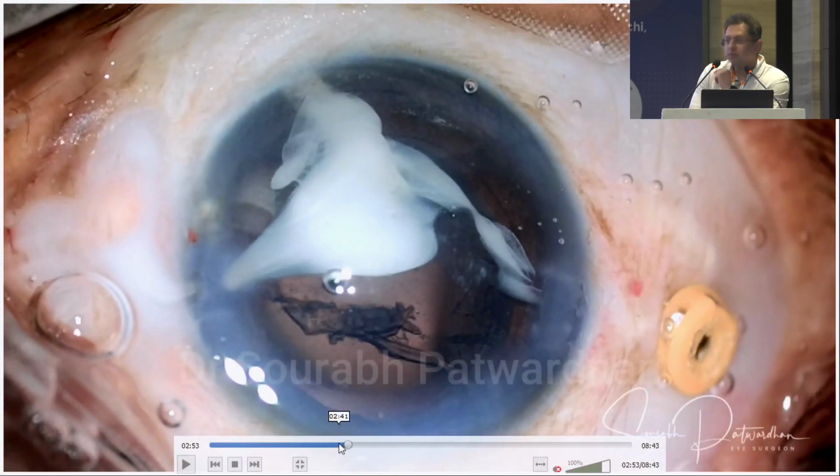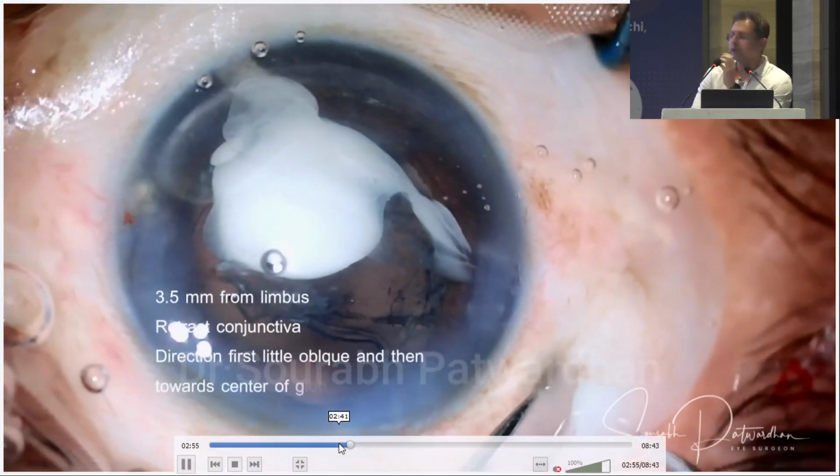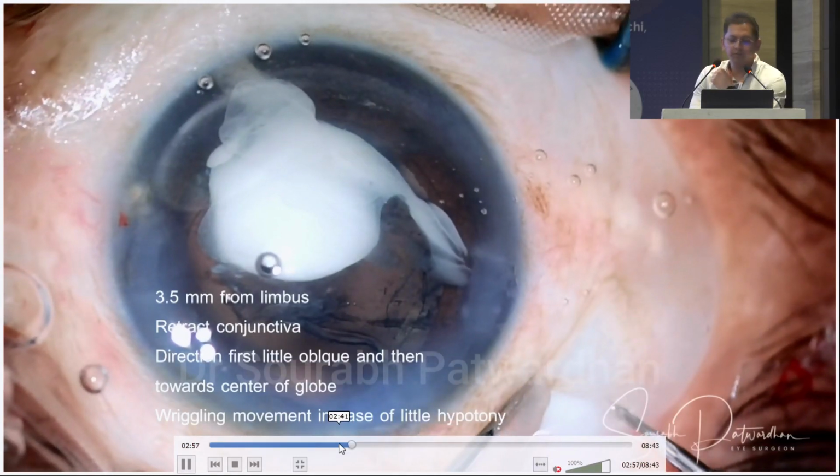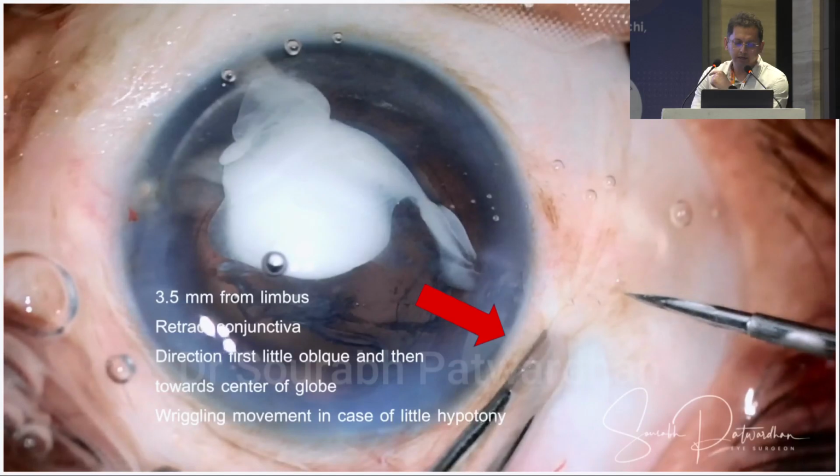You can see this is a walled trocar cannula. If you are using it, it is a good idea to use a walled cannula rather than a non-walled one, so you don't get vitreous incarceration later on. And it is also self-sealing, so there is no egress of fluid or even vitreous incarceration during that. So I was showing the same thing again.